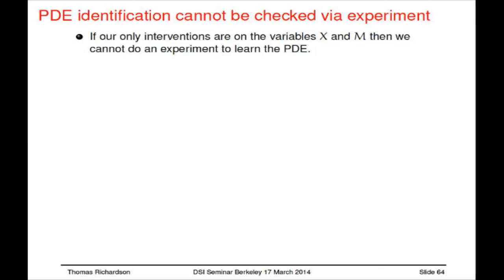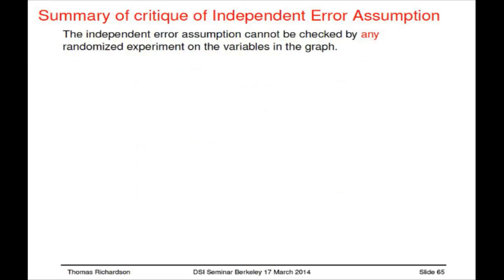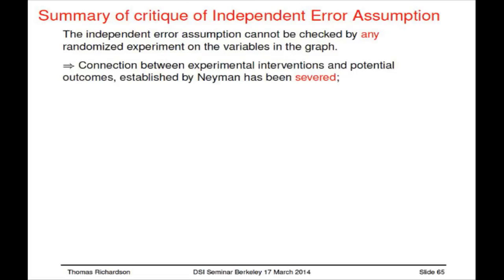I sort of see things the other way around. I think, if our only interventions are on the variables X and M, then we can't do an experiment to learn the PDE. So basically, the independent error assumption can't be checked by any randomized experiment. And so the key thing is the connection between experimental interventions and potential outcomes that Neyman had, right? The whole point about Neyman's framework was we're not just going to talk about causation as some abstract metaphysical thing. We're going to reduce it down to missing data in this setup of things that could in principle be observed. And that's gone. As soon as we start allowing ourselves to talk about this, that's severed.